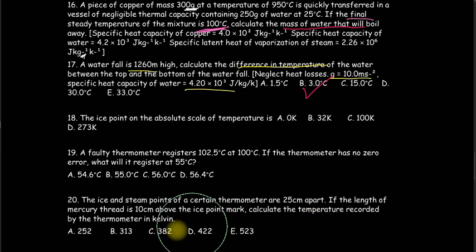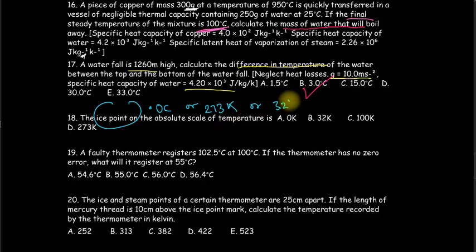So we can also apply that same concept when it comes to solving for faulty thermometers or unknown thermometers. Okay, let's answer this question first. The ice point on the absolute scale of temperature is what? So ice point is 0 degrees Celsius. It is either 0 degrees Celsius or what? 273 Kelvin, or what? 32 degrees Fahrenheit. So the answer is what? D.